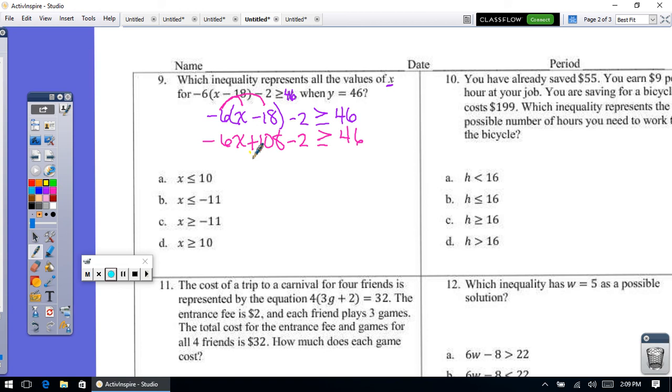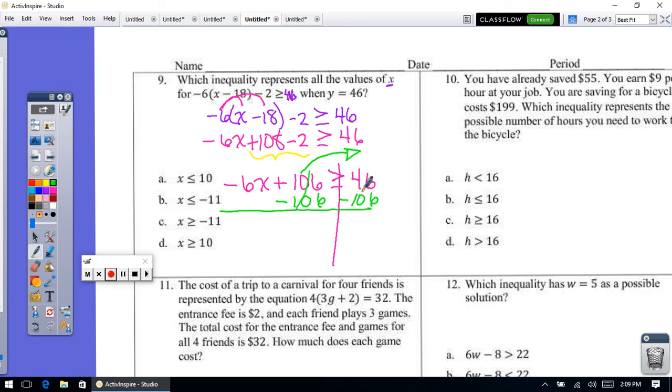Let's combine like terms. We can combine like terms right here. So we are going to do negative 6x. 108 minus 2 is positive 106. Greater than or equal to 46. The x is on the left, so let's start moving everything away to the right by doing opposites. Subtract 106. 46 minus 106 is negative 60. Bring down your sign. Bring down negative 6x.